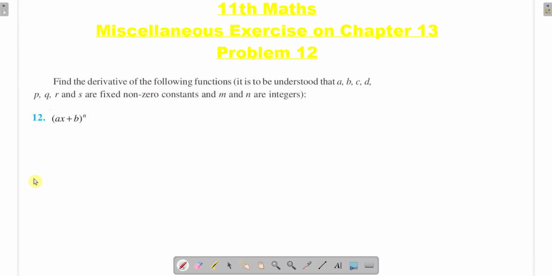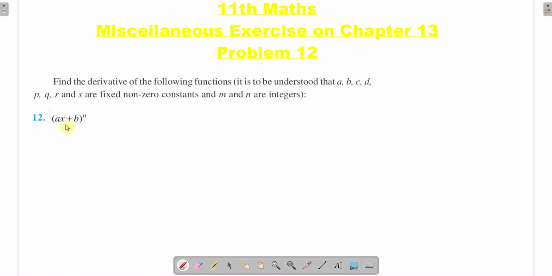In this video we will solve the 12th problem of the 11th maths miscellaneous exercise on chapter 13. The main question here is: find the derivative of the following functions. It is to be understood that a, b, c, d, p, q, r and s are fixed non-zero constants and m and n are integers. So we have to find the derivative of the given function here.